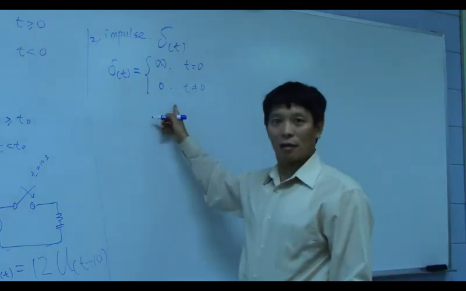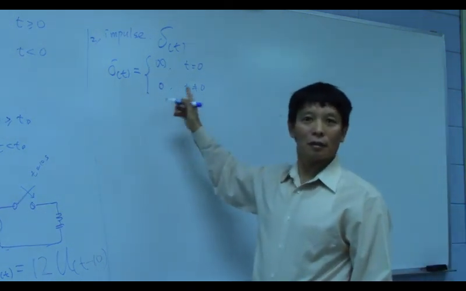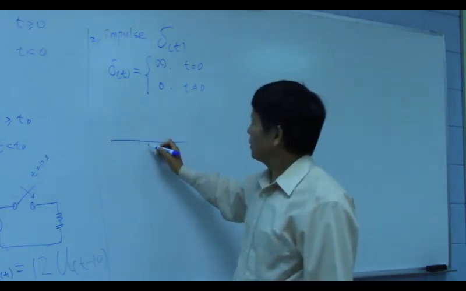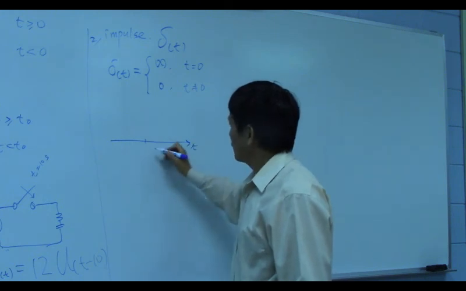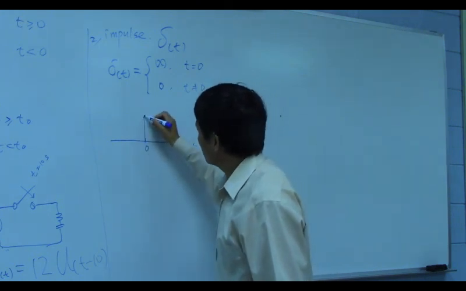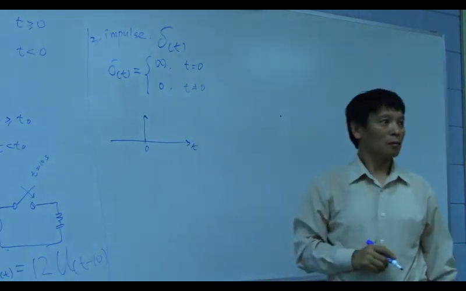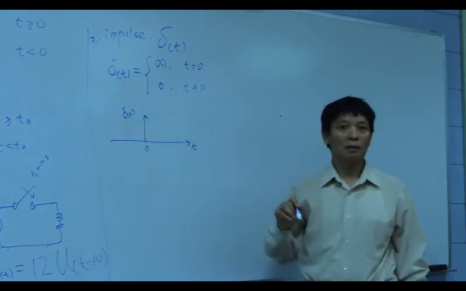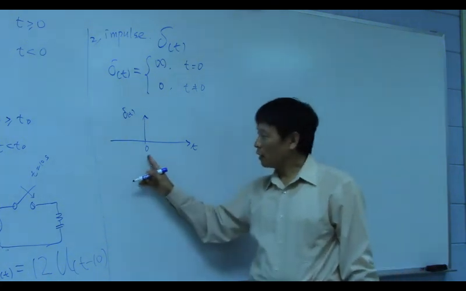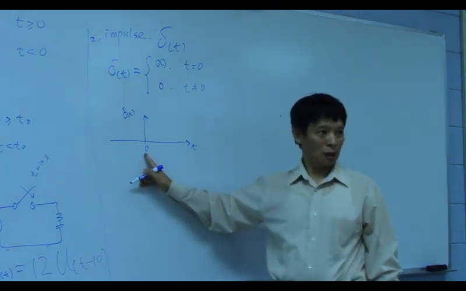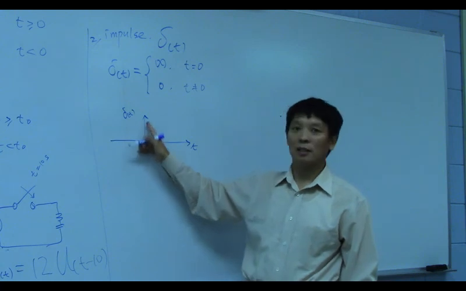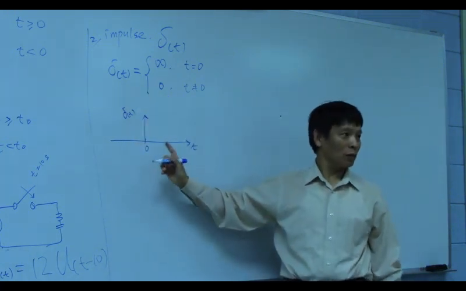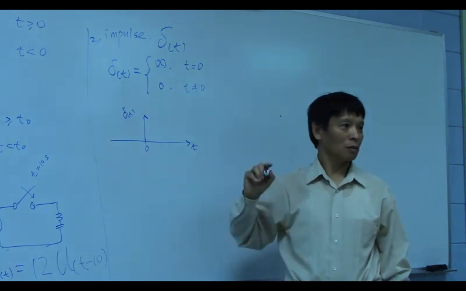We have another condition, but before that, we draw this first. So this is t and this is 0. What I draw is like this. This is called the impulse, delta t. It occurs when t equals 0, at this point, and the value equals infinity, and all other values equal 0 if t is not equal to 0.